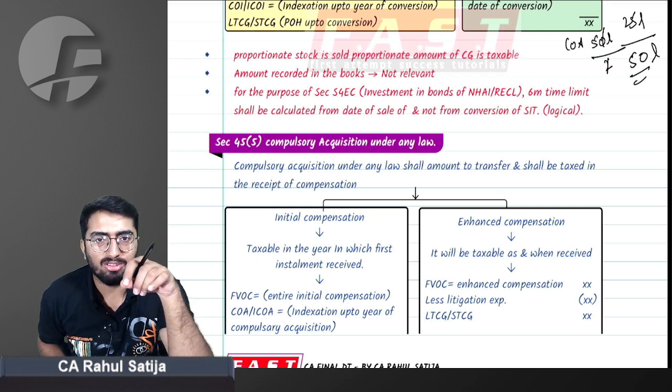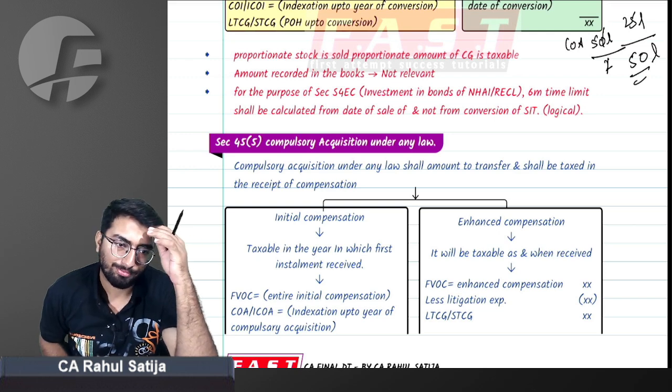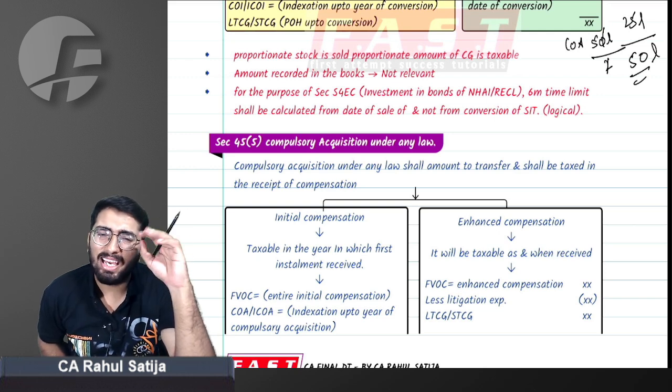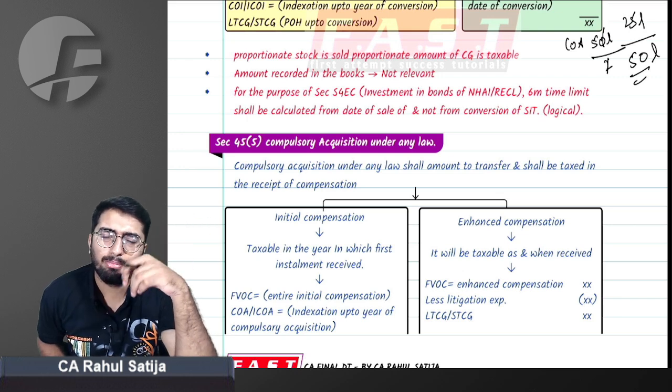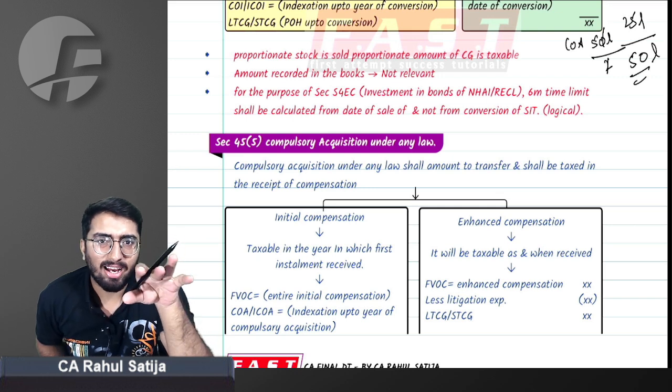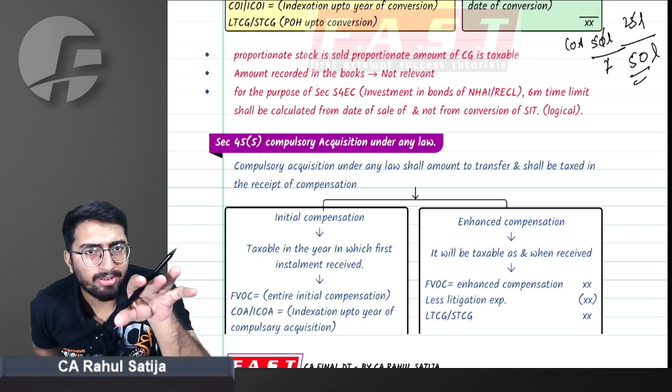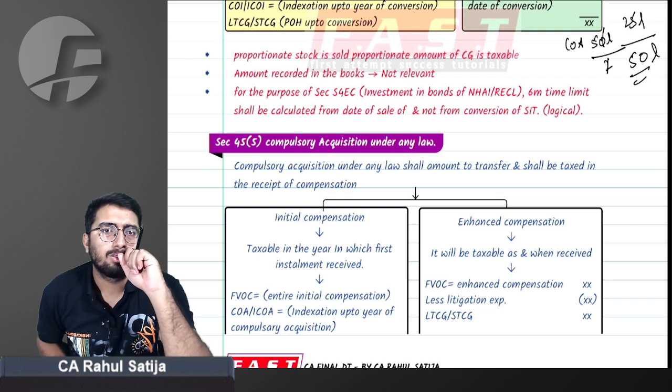And for that matter, I was awarded compensation. Can I say compulsory acquisition is also a kind of transfer? Yes, sir, compulsory acquisition is also a transfer. But is it wise to tax me in the year in which compulsory acquisition took place? No, sir.